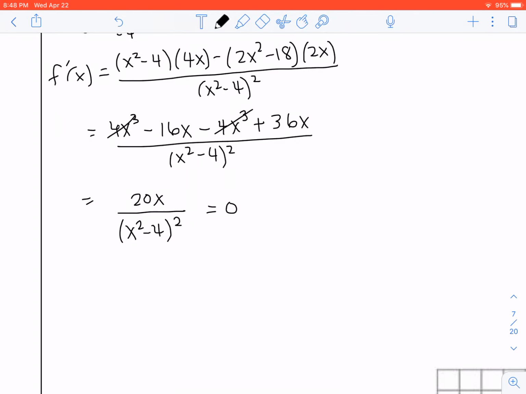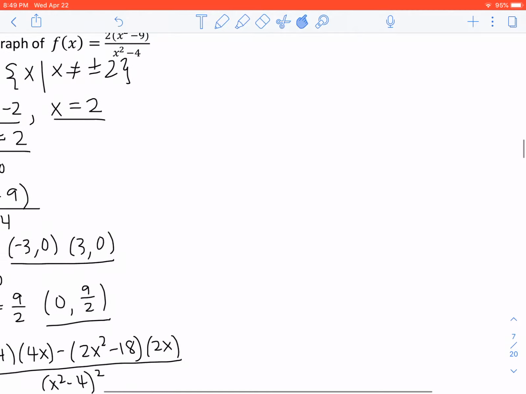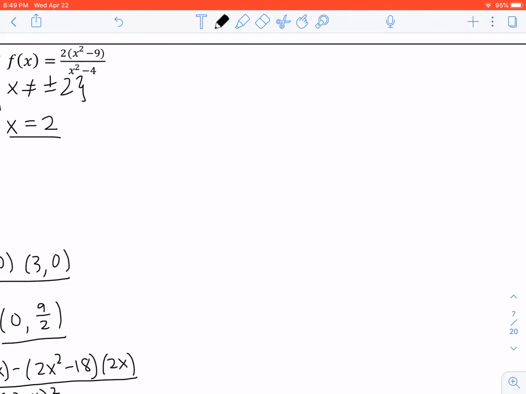When we do, we get x is equal to 0. And then we also need to figure out where our derivative was undefined, which is at x equals plus or minus 2. But x equals plus or minus 2 are not in our domain, so x equals 0 is our critical value. From here, I'm going to find my second derivative. So looking at your first derivative, let's scoot over here, and we'll find our second derivative. So we have the second derivative of x is equal to.